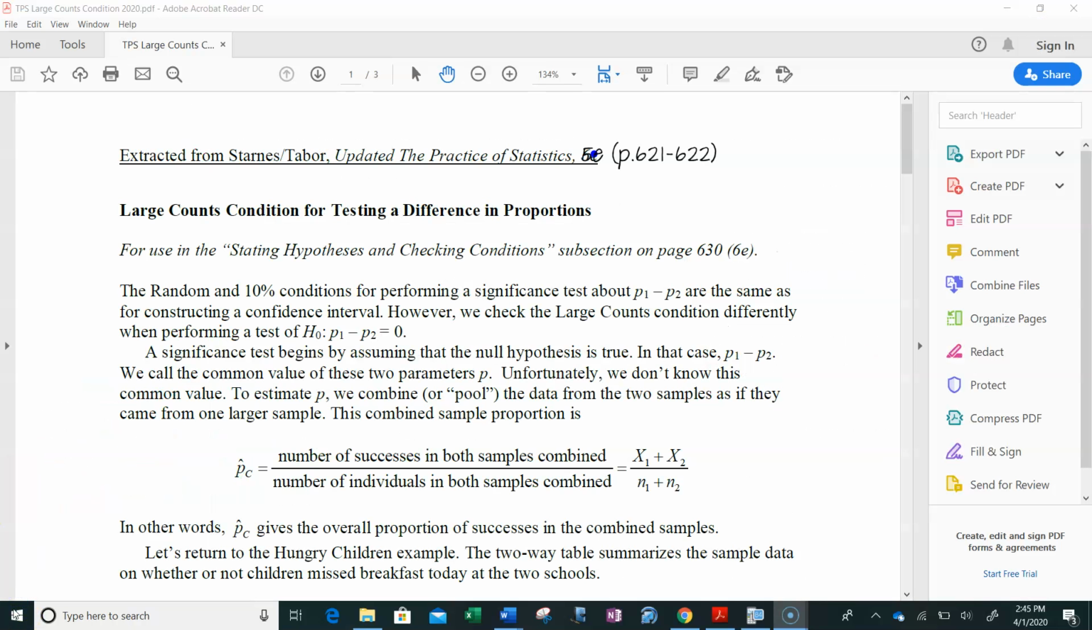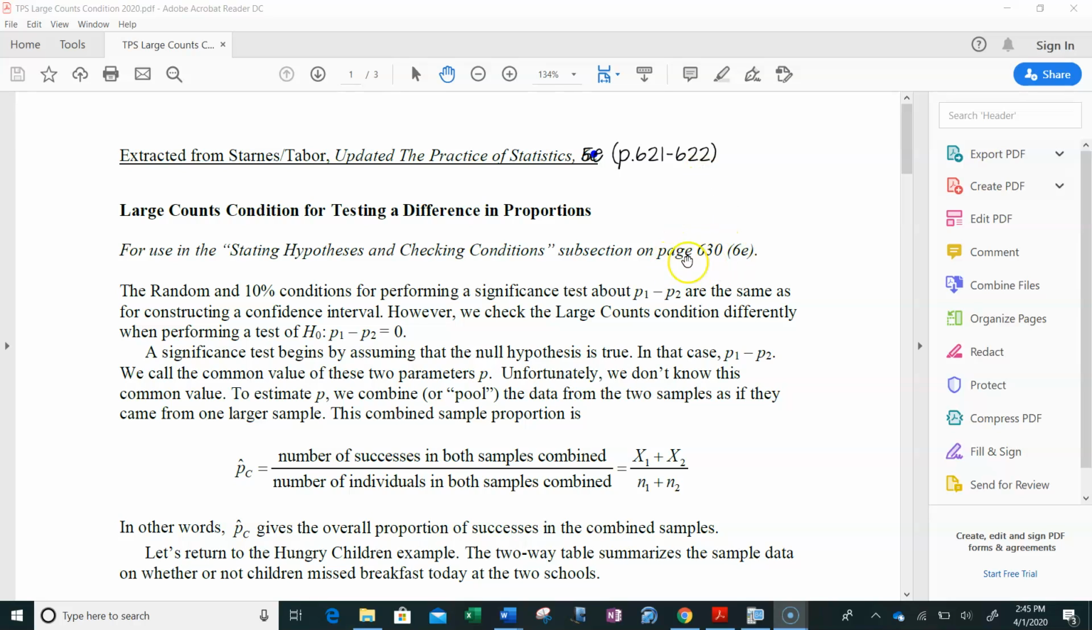Okay, so this is a document that is included in today's post. And this is for your book, because now the AP has changed the requirement for the large counts condition. Your book is a little bit different. So if you look in your book on page 621 and 622, this is what you need to replace with this.